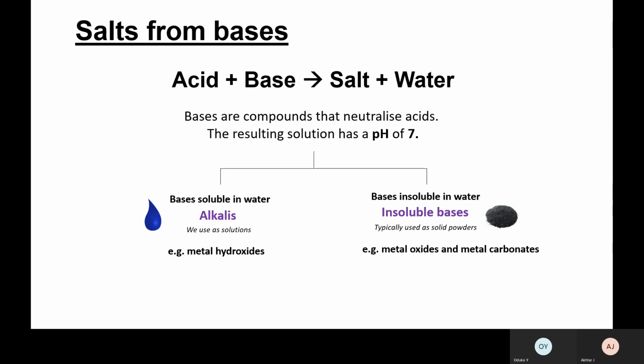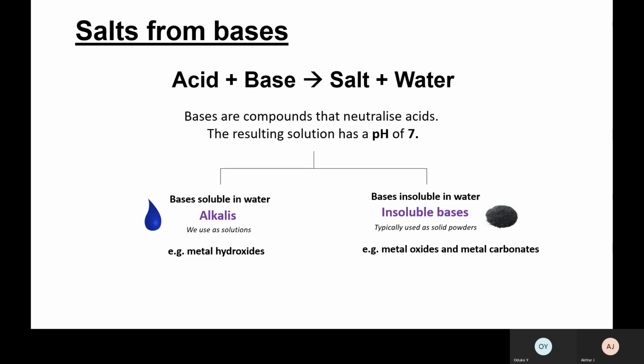Firstly, we obviously need to know what a base is. Now, a base is essentially a compound that can neutralise an acid. What that means is the solution that's formed has a pH of 7. We will get into this in the next part, but essentially an acid is something that has a pH of less than 7 and a base has a pH of more than 7. When the two react together, they neutralise, and the resulting solution has a pH of 7.